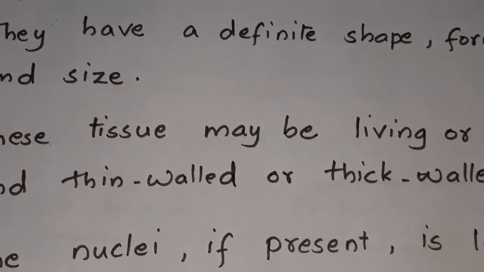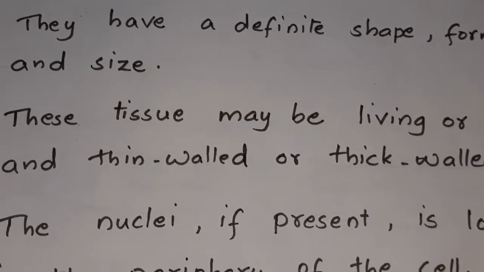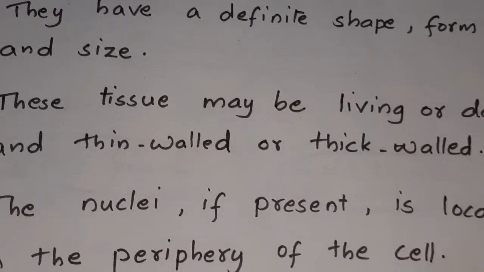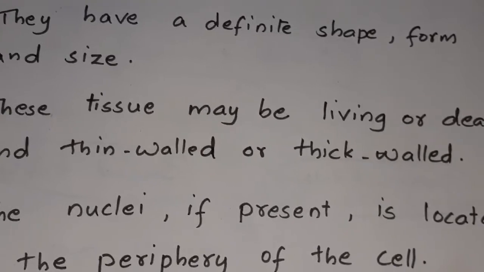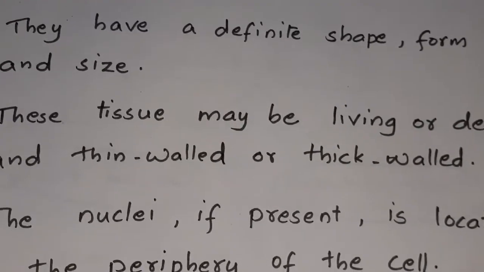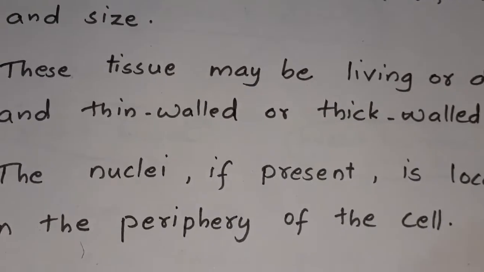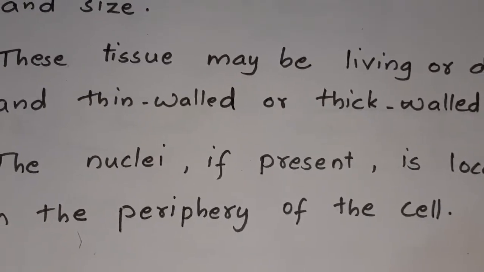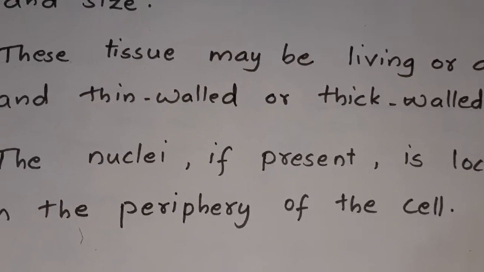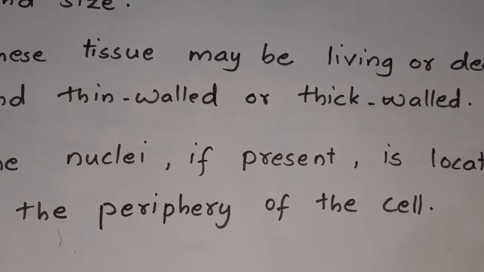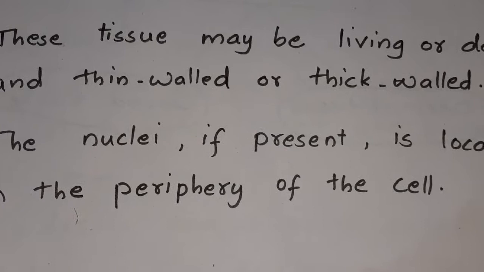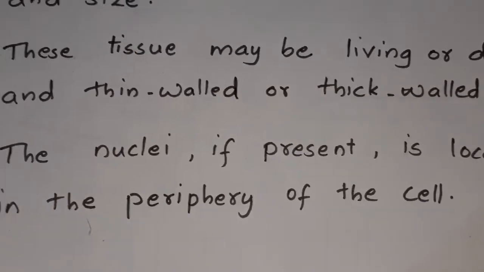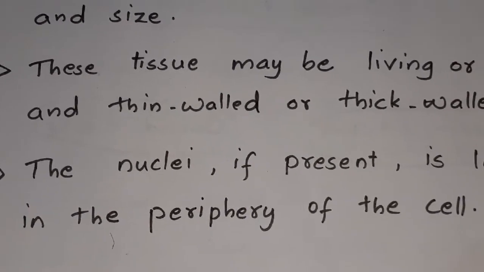They have a definite shape, form and size. Once it is losing the ability to divide, it will acquire a definite shape, form and size. The next is, these tissues may be living or dead, and thin-walled or thick-walled. May be living cell or dead cell. The walls of the cells may be thin or thick.